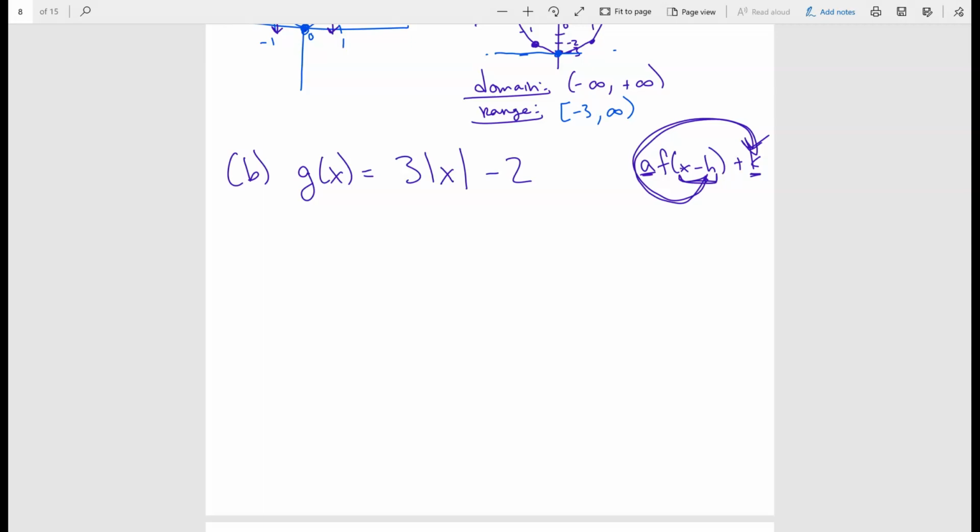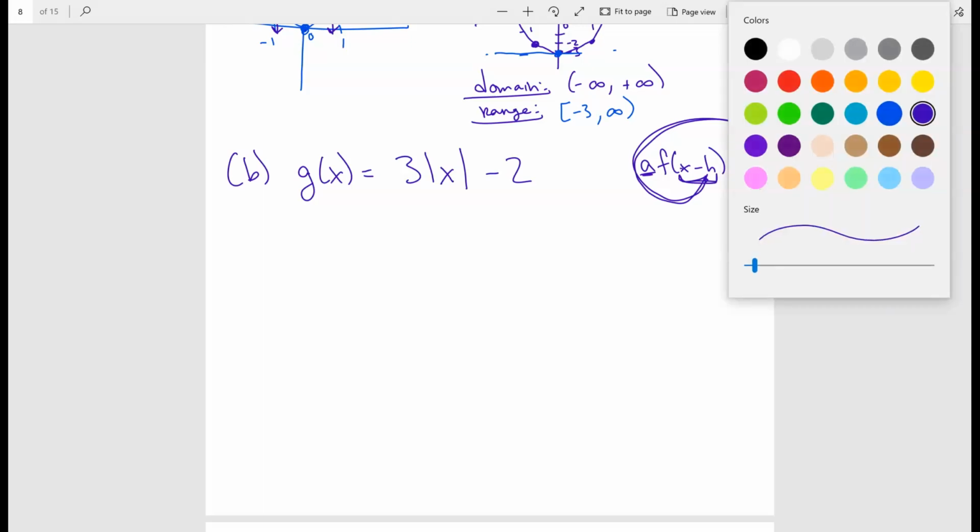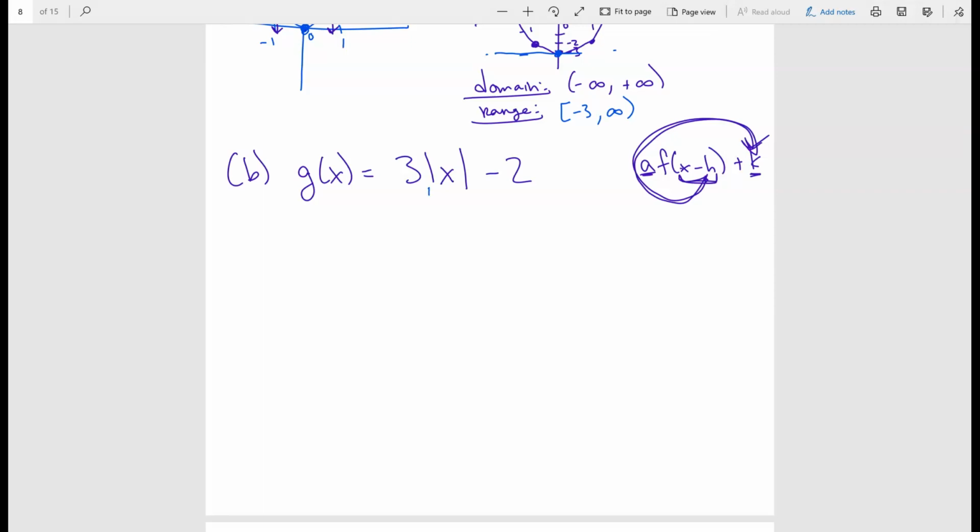So first, let's start off by thinking about the parent function. The parent function in this case is going to be the absolute value of x, and the absolute value of x looks like a V shape. It still has the same reference points, -1, 1, and 1. So it still looks a lot like the parabola, but in this case, it has a V shape.